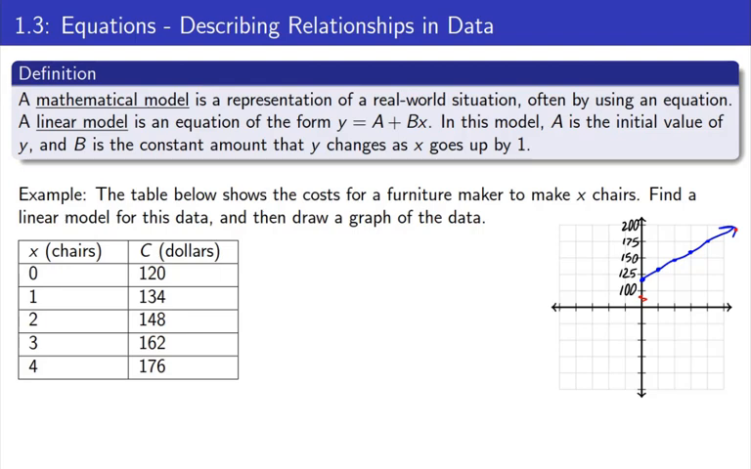So how about writing a linear model? Well, this isn't too difficult either. We're going to use c in the place of y. And then we've got 120 is my initial value. It's my initial cost, if you will. And then we just simply need to notice that this number is going up by 14, then by another 14, and by another 14, and by another 14. It appears that the costs are changing by $14 per chair. This would represent the cost to make each chair. And this is our equation to model the costs for making all of these chairs.